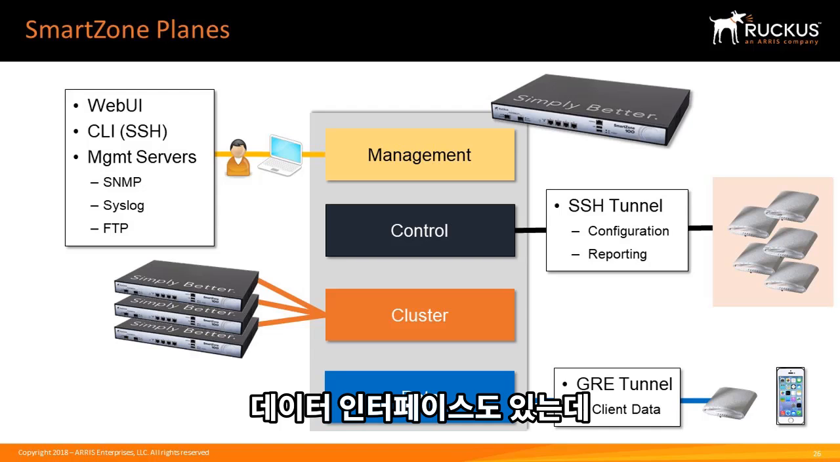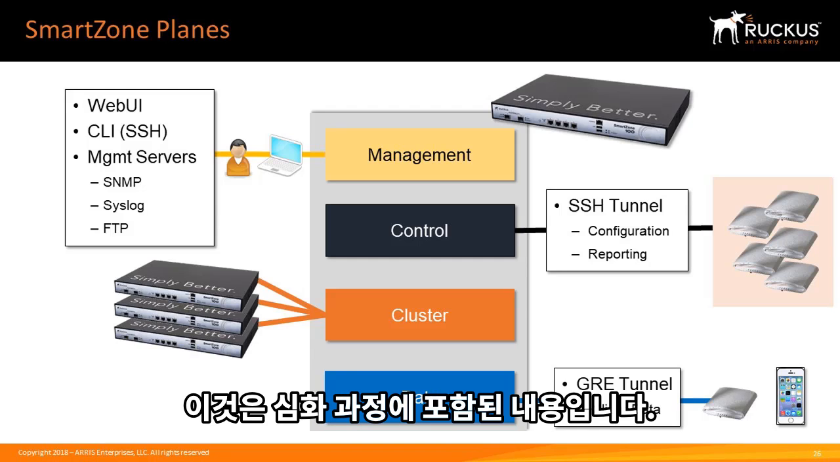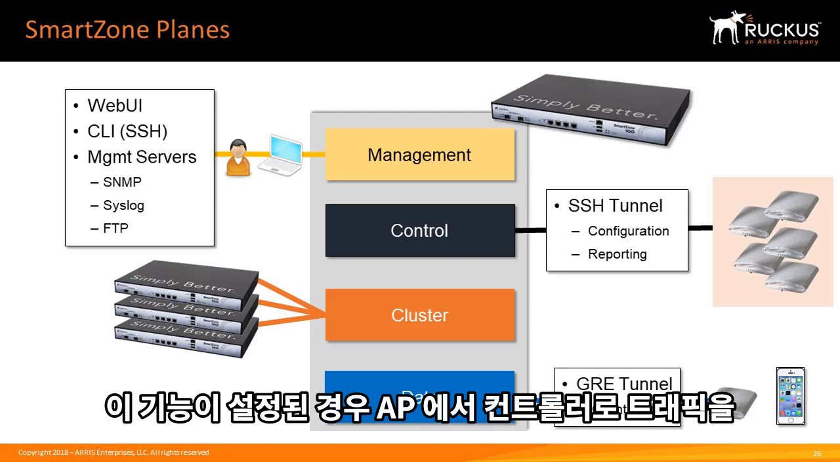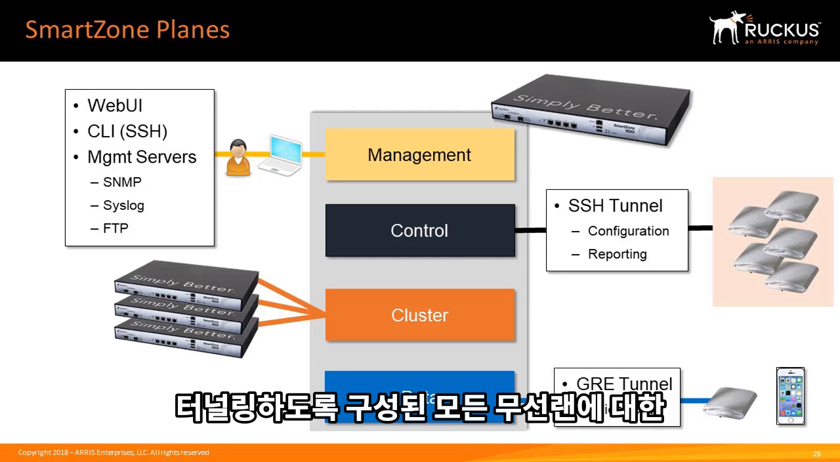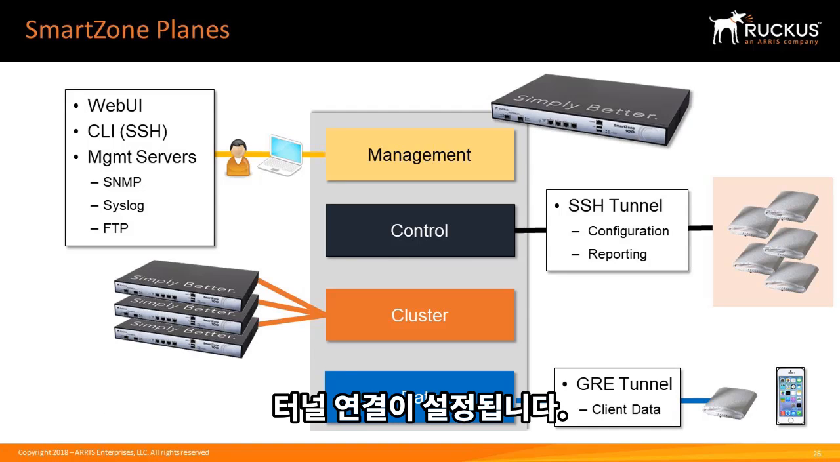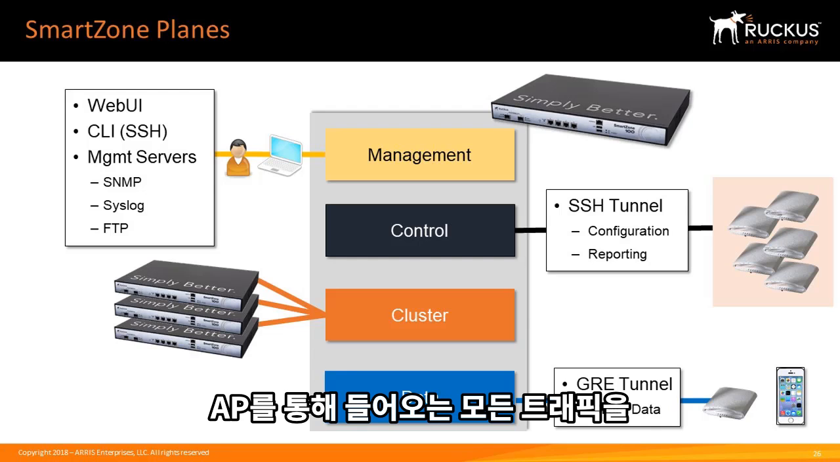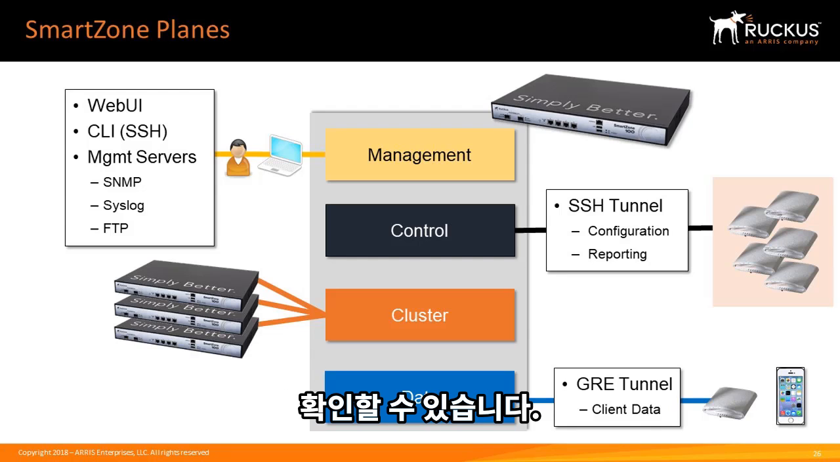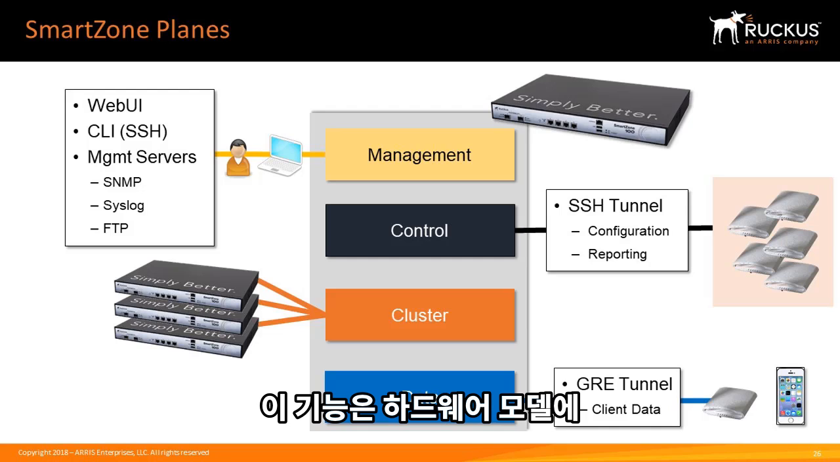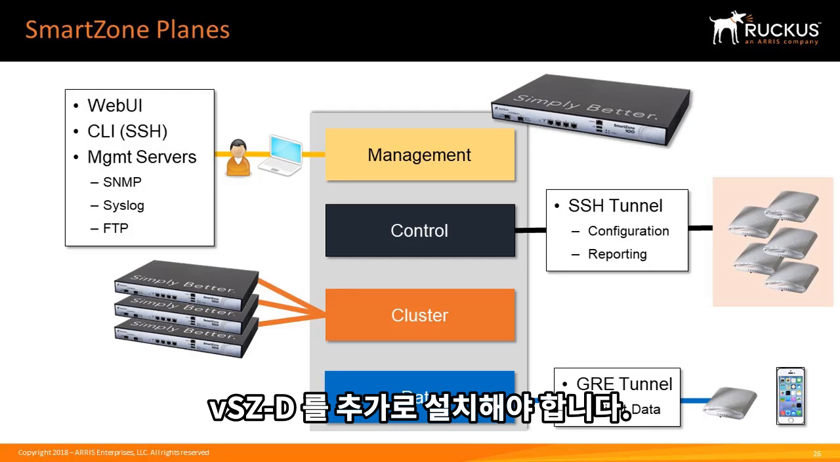The data interface, if it's set up, and this is a bit of an advanced topic, it'll establish tunnel connections for all the WLANs that are configured to tunnel traffic from an access point back to the controller so that the controller sees all traffic going through or from an AP. So this is a feature that has a special interface on the hardware models, and if you're talking about the virtual, there's a virtual SmartZone data plane virtual machine that has to be deployed to use this functionality.